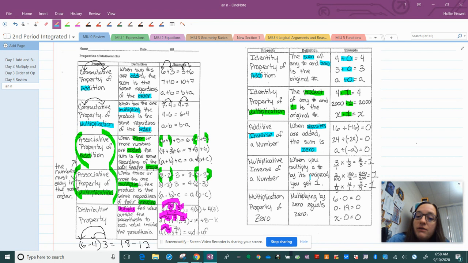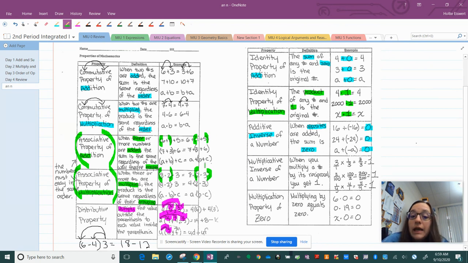This helps us to solve equations. So if we have 16 plus a negative 16, we get 0. Notice their opposites combined to give us 0. 24 plus a negative 24, 0. Which also means that a plus a negative a gives us 0. So that's our additive inverse. It's like an opposite.